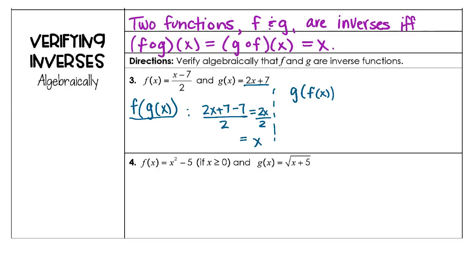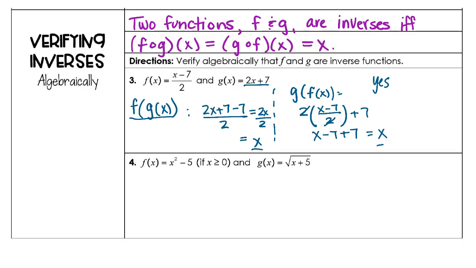Now we go the other direction. We're going to take our function f and substitute it into the function g. So we're going to have 2 times x minus 7 all over 2, and then plus 7. Our 2s should cancel out, so I have x minus 7 plus 7, and when we collect our like terms, we get x. So notice for both of those, we ended up with x in both places, so yes, these are inverses of each other.